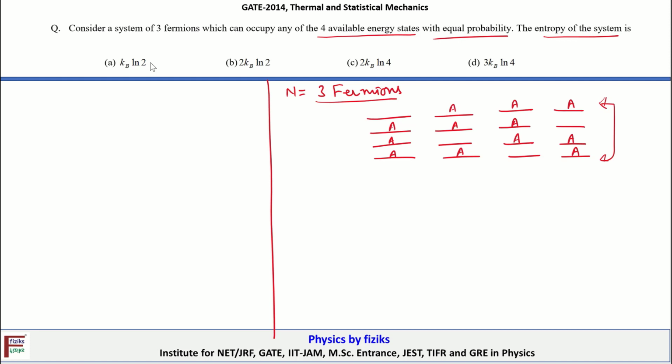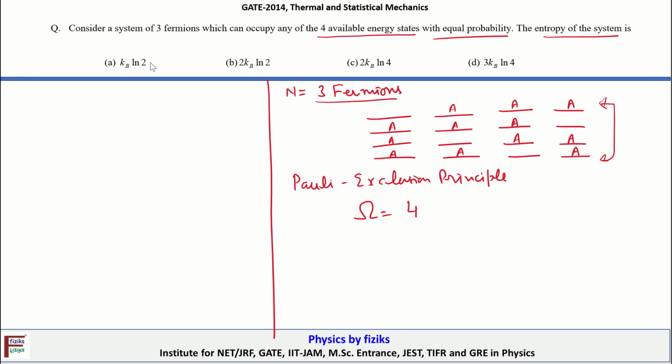So I have drawn these 4 respective microstates here. Accordingly, because it's a system of fermions, the Pauli exclusion principle will be valid here. So we have to ensure that a single particle energy state contains only one fermion. So this way we notice that the total number of microstates, omega, is equal to 4 here.